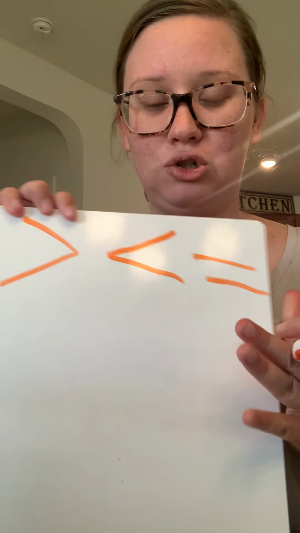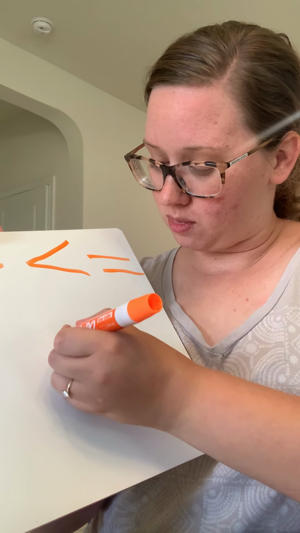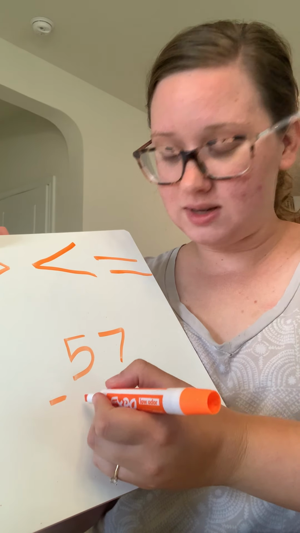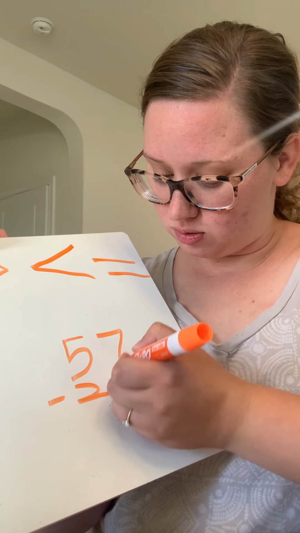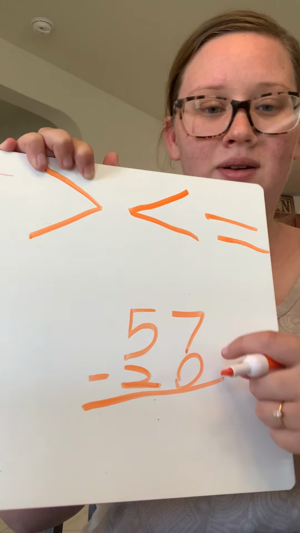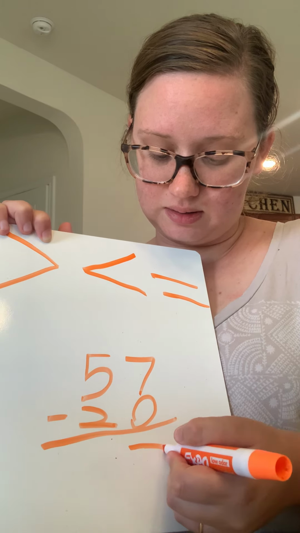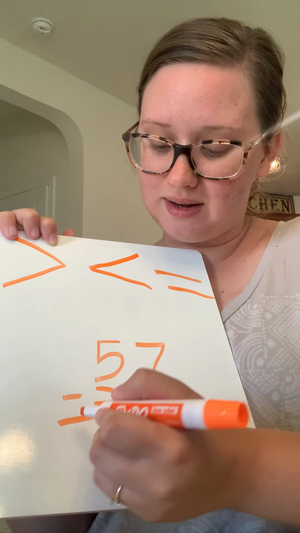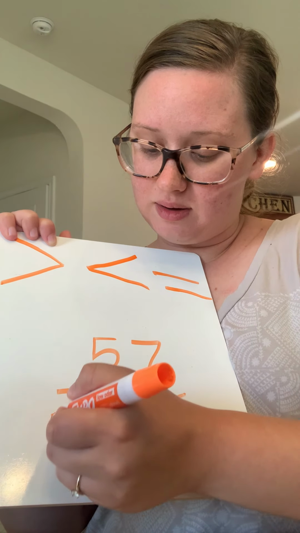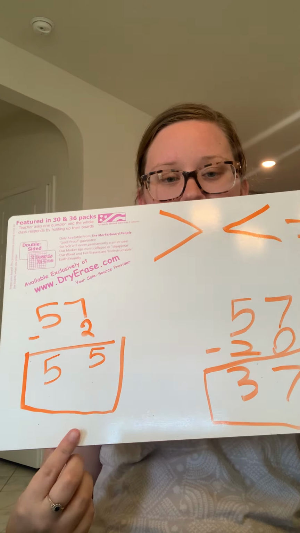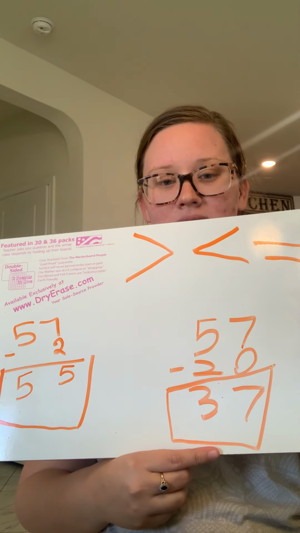57 minus 20. So 7 minus 0 is 7. And 5 minus 2 is 3. I'm going to put a box around this answer. So now I have both of my answers. I have 55 and 37.